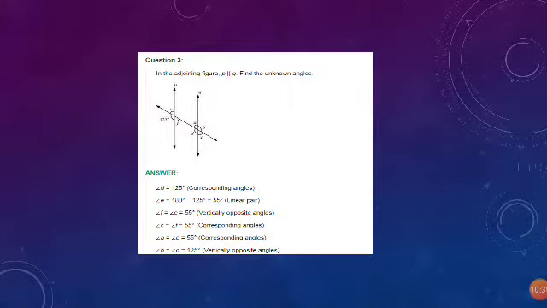Angle A is equal to angle E, which is 55 degrees. Vertically opposite angles: opposite angles are equal. When two lines intersect, the four angles formed are such that opposite angles are equal. That is vertically opposite angles. Do you understand?